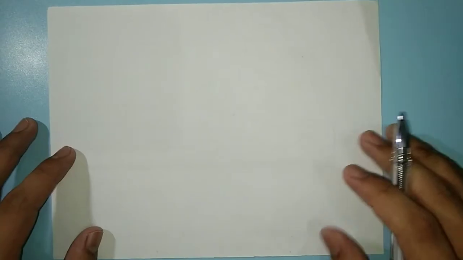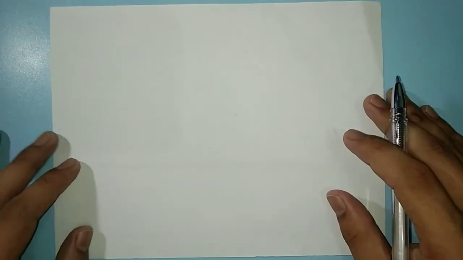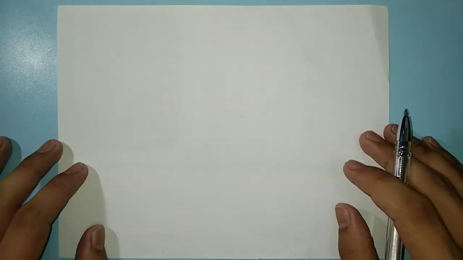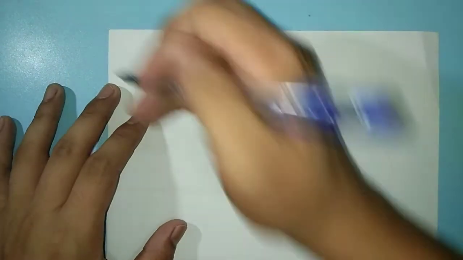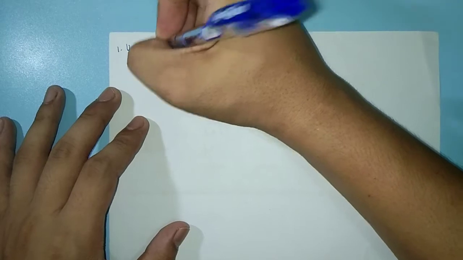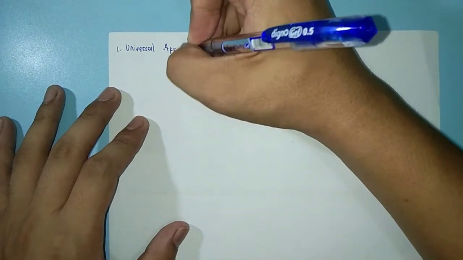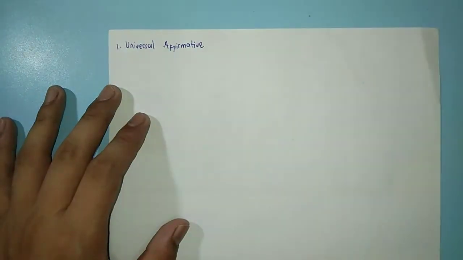In this video, i-discuss ko sa inyo kung paano mag-symbolize ng statements with quantifiers. Okay, so sisimulan natin sa apat na traditional ways ng pagsisymbolize ng statements including quantifiers. So let's start with universal affirmative. Okay, so tandaan natin yan.